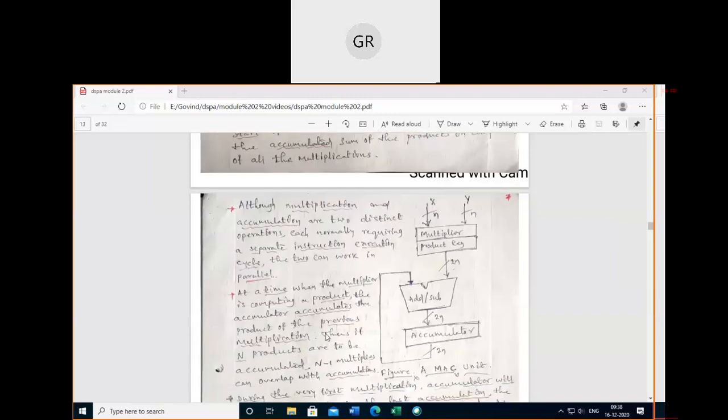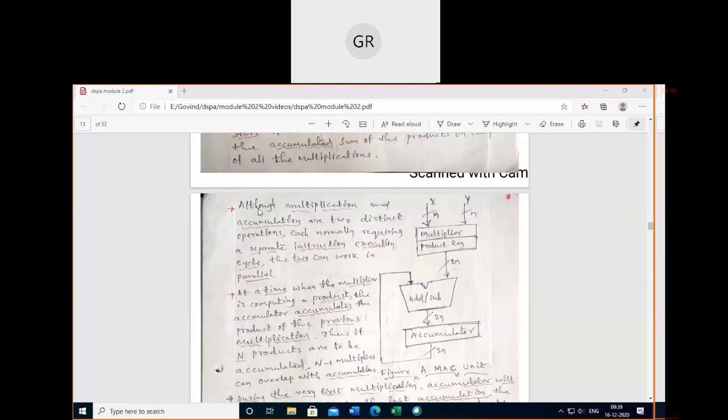This is the block diagram of the MAC unit, which consists of a multiplier unit, and also the product register, which can store the partial product value that goes to the input of the add/subtract unit. The add/subtract unit can add the value from the product register and the previous value stored in the accumulator. See, there is feedback from the accumulator here. Then after the addition or subtraction operation, the result is stored in the accumulator.